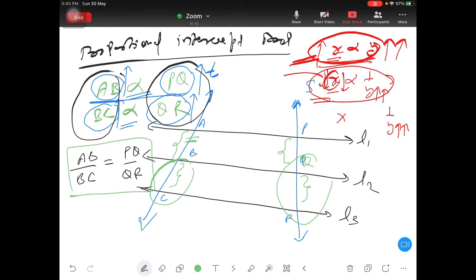Okay, now our job is to understand an example, like how to use this part. So let's understand one example.